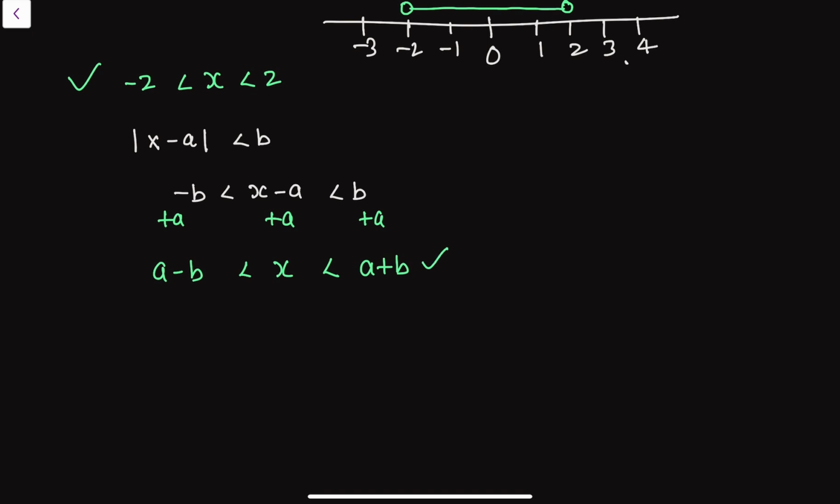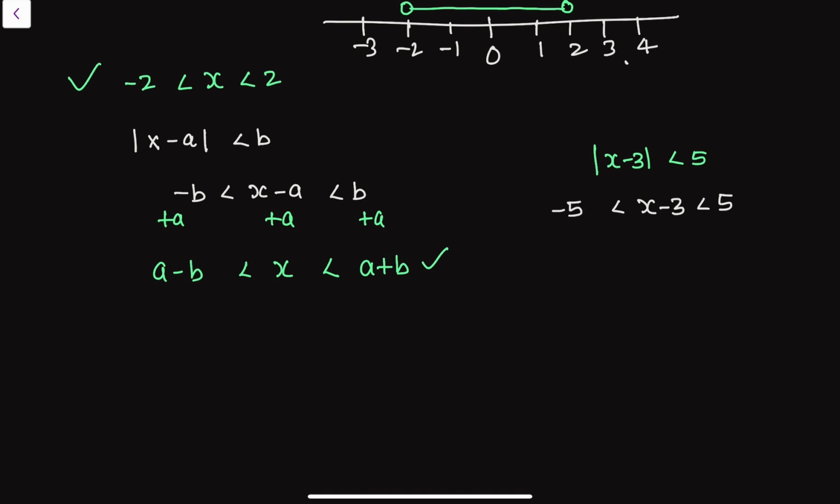Let's solve one question based on this. Let's say we have mod of x minus 3 less than 5. If we have to solve this inequation, we can write x minus 3 is less than 5 and larger than minus 5.